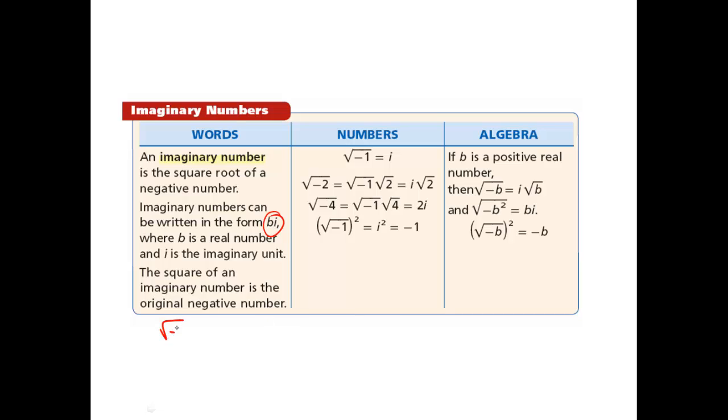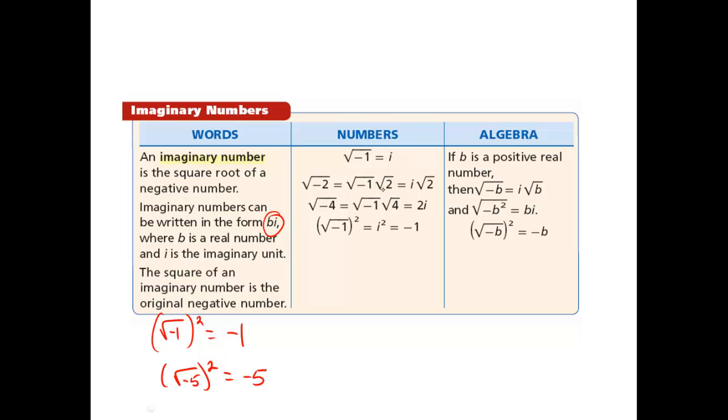Okay, so like we said, if we squared this, we would get the original negative number. So if we squared, say, the square root of -5, the answer would be -5. Okay, so just in numbers what that last part is saying, which we also have over here. Square root of -1 is i.